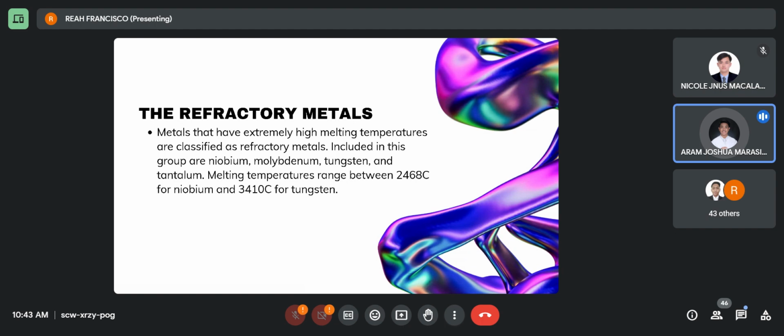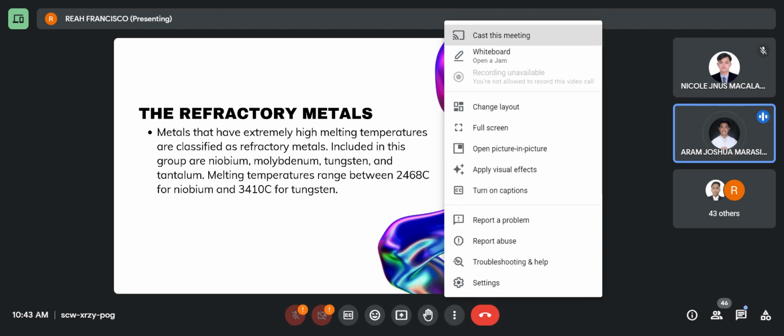So, refractory metals po. Refractory metals are defined as those with extraordinarily high melting temperatures. This category includes tantalum, tungsten, molybdenum, and niobium, with melting points ranging from 2,468 degrees Celsius to 3,410 degrees Celsius for niobium and tungsten respectively. Due to their high melting points and excellent mechanical properties, refractory metals are crucial in industries such as aerospace, nuclear energy, and high temperature processing applications.